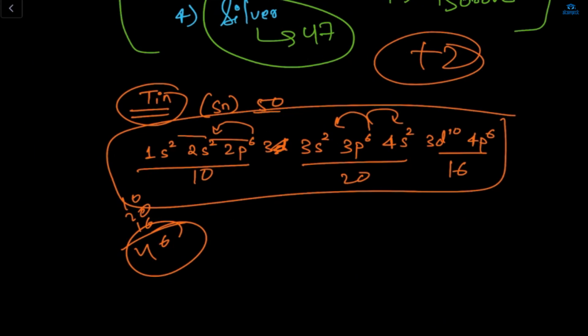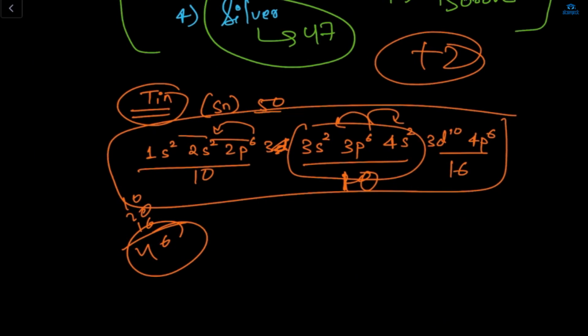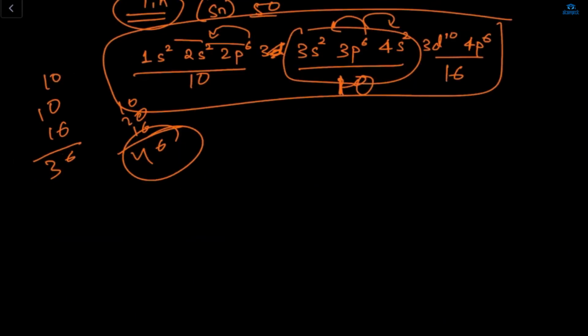3s2, 3p6, 4s2. 20 means you have to add this. Okay, 10, sorry. 10, 10, and then here is 16. So how much is it? 10, 10, and 6. 20, 16. Then it will be 36, no? 36. Yep. 36 is done. Now again, can I tell you the pattern?